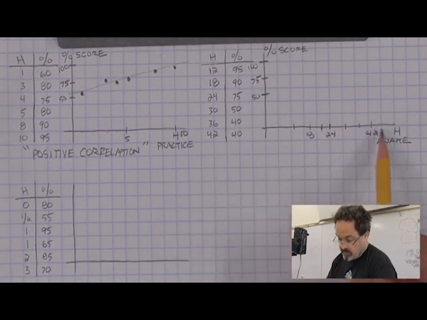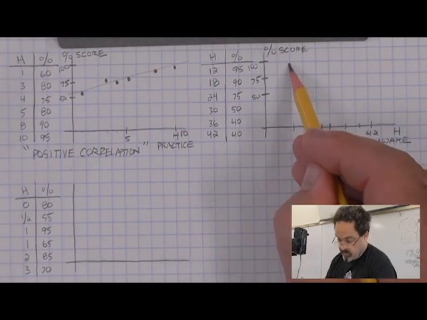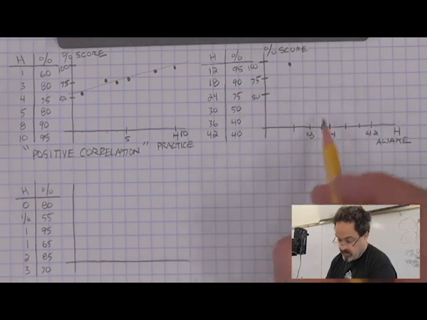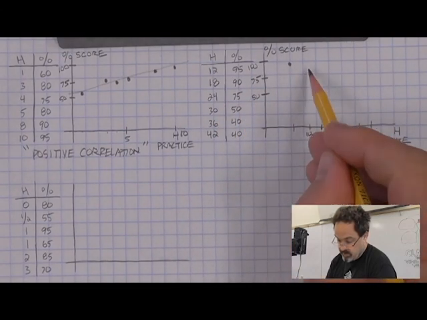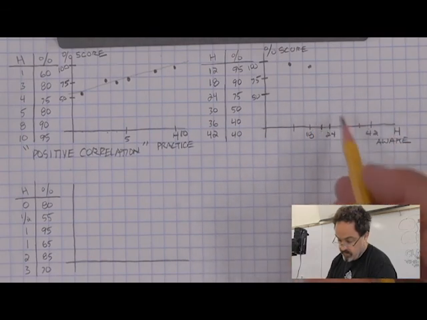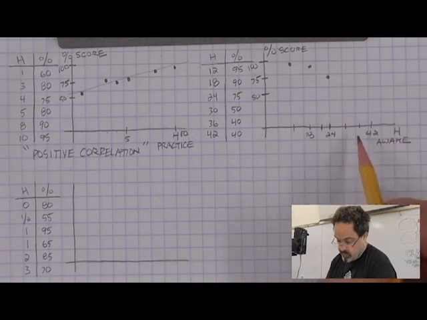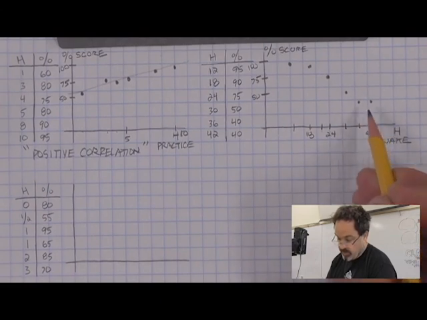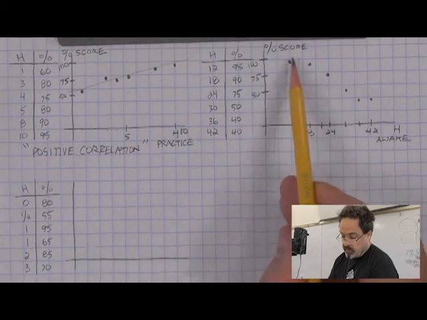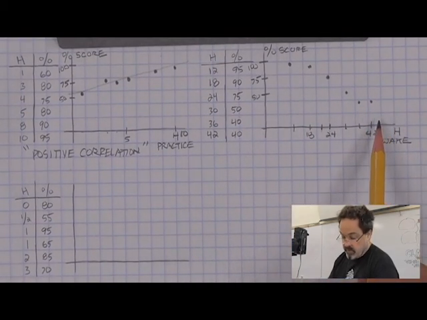I'm going to graph my information now. This tick mark is 12, and we have a score of 95. 18 and 90 is approximately here. 24 hours awake gets a score of 75. 30 hours awake gets a score of 50. 36 hours awake, and the score is 40, and 42 hours awake, we get another score of 40. Let's look at how these points are distributed on the graph.